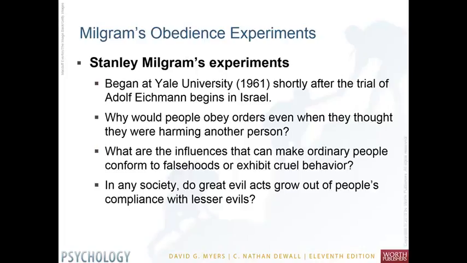So let's talk about Stanley Milgram's experiments. Stanley Milgram does these experiments at Yale University, starting in 1961, shortly after the beginning of the trial for Adolf Eichmann. Adolf Eichmann went on trial in Israel for crimes committed during the Holocaust. And people watched this, and Milgram looked at this and thought, why is it that people can do this kind of thing? Why would people obey the orders of the Nazis and kill complete strangers?